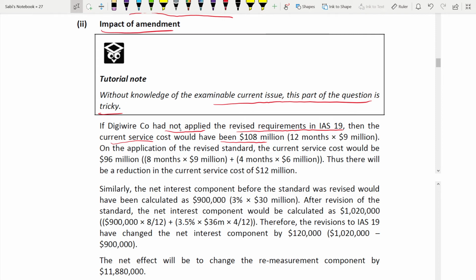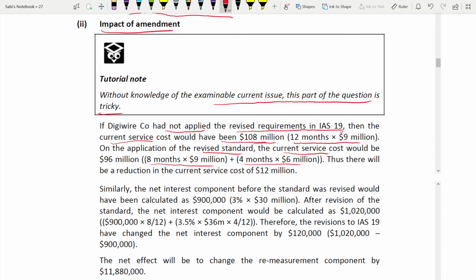Then the current service cost would have been 108. 12 months into 9. Because they told monthly, so you have to multiply everything by 12. They didn't give you the total value. Into 9 months. 9 million you have assumed in the beginning of the year. But when you are revising the standard, on the application of the revised standard, the current service cost would be 8 months into 9 million plus 4 months into 6 million.